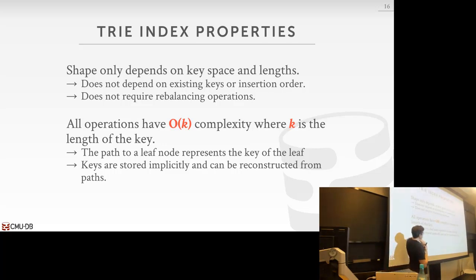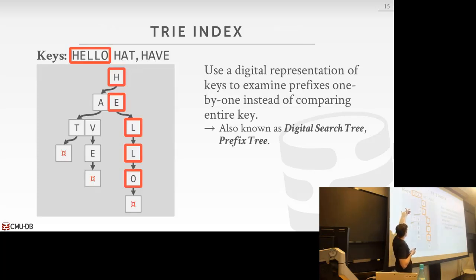The other thing about them is that they don't actually require any rebalancing like we had in the B+ tree. We'll see there is some rebalancing we could do at the vertical level, but horizontally, we're never going to rebalance. And unlike in a B+ tree, where all the operations were log n, in a trie the operation complexity is k, where k is the length of the key. This is totally different from a B+ tree. So going back here, if I want to look up hello, the number of steps I have to do is dependent on the key that I'm looking up.